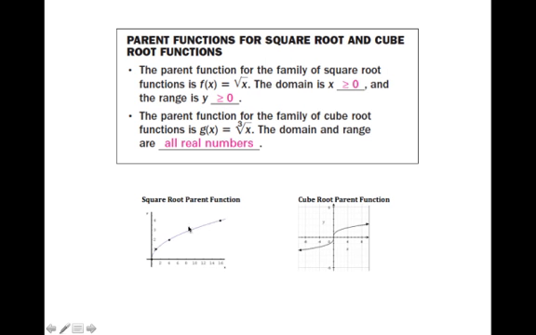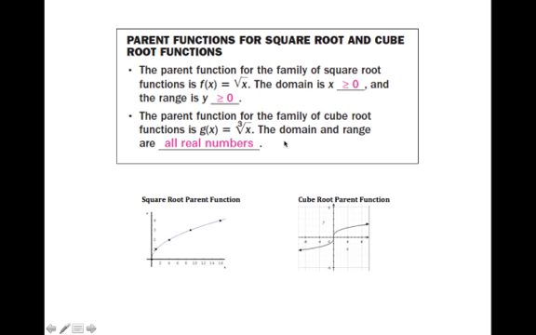So here, if you look down here, we've got the square root parent function, y equals square root of x. The square root of 0 is 0. The square root of 1 is 1. The square root of 4 is 2. The square root of 9 is 3. The square root of 16 is 4. So those are great critical values for you to keep in mind. You need to learn this overall pattern.